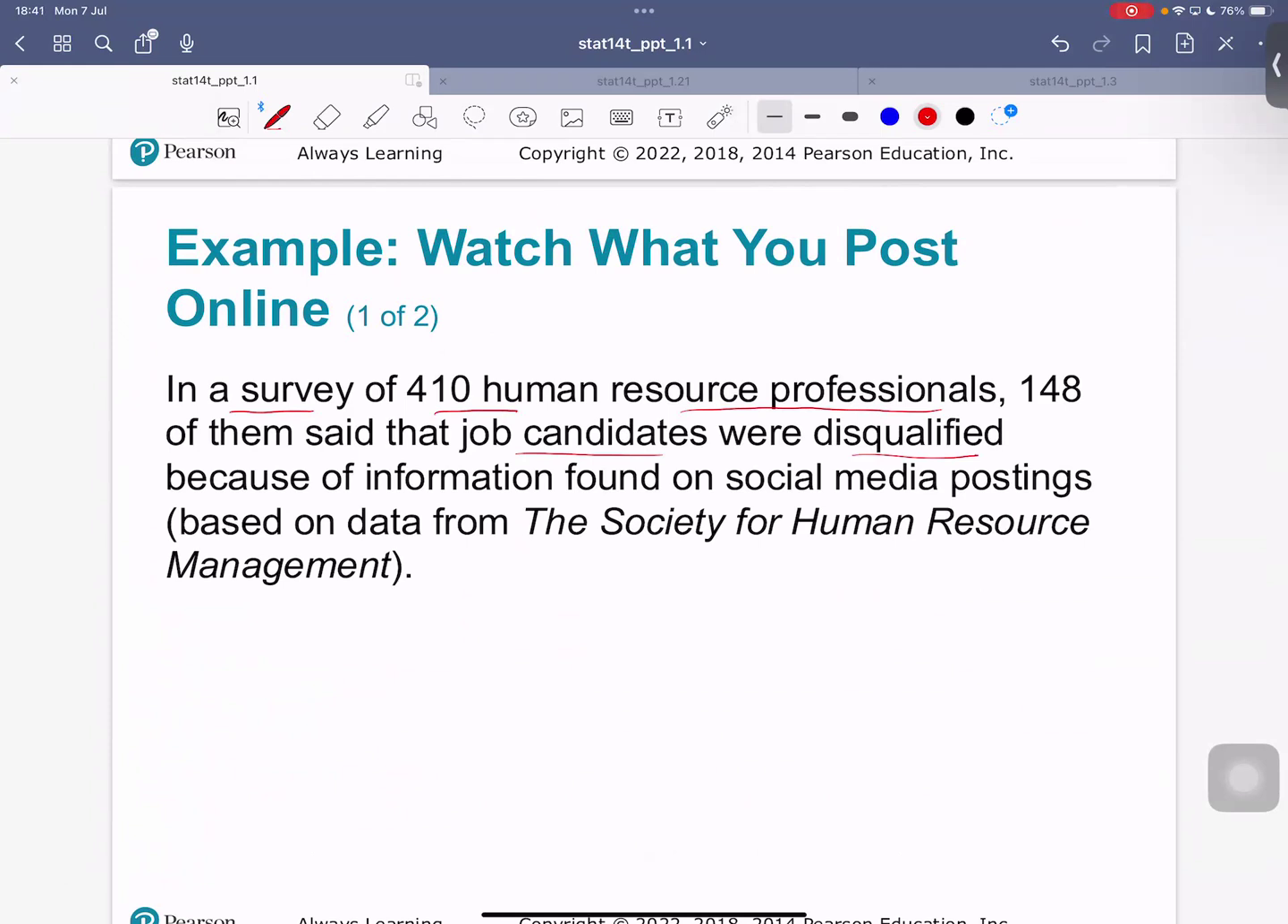But the thing is, the objective is to use the sample as a basis for drawing a conclusion about the population of all human resource professionals, right? And the methods of statistics are used to draw such conclusions. So in this case, the population should be all human resource professionals. And when we sample, we just take 410 human resource professionals. And the answer, 148 here, is just the result: out of 410, we have 148 of them said that.